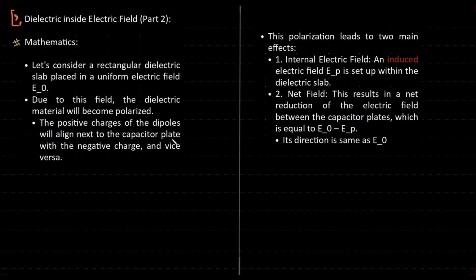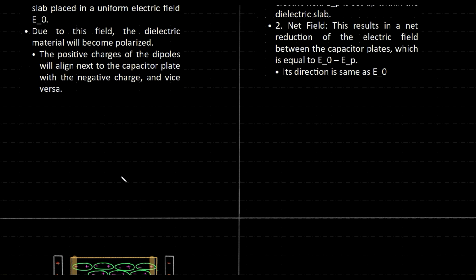So basically, at this end we have the negative charge next to the positive plate and the positive layer next to the negative plate, right? Next, this polarization leads to two main effects. The internal effective field. So there will be an internal effective field.